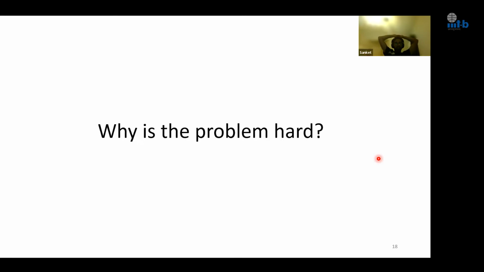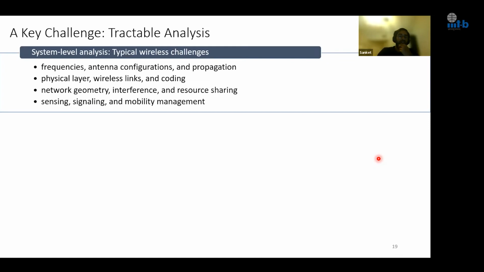And obviously, now the question is that, okay, we can use beams in 5G, but why is this problem hard? Why should one focus on beam management, right? Now, the key challenge is, obviously one can do the system level analysis. You get big computers or servers and you do the simulation, you put nodes.